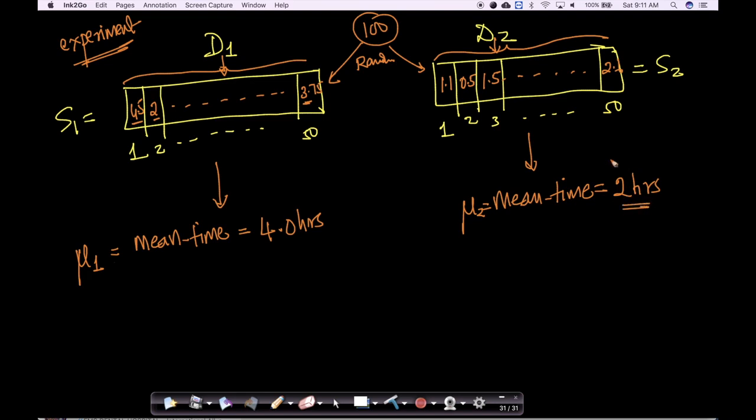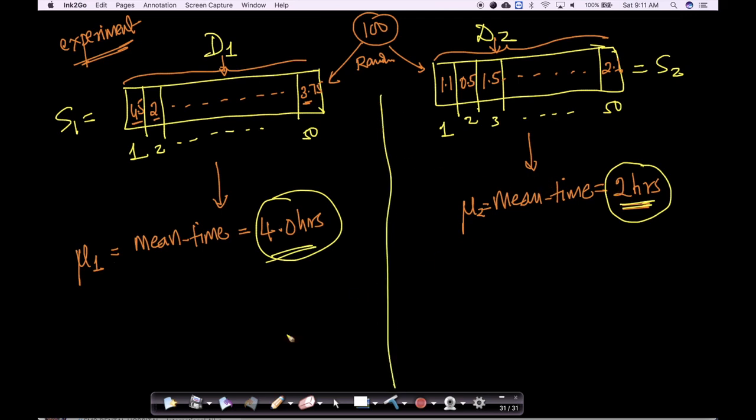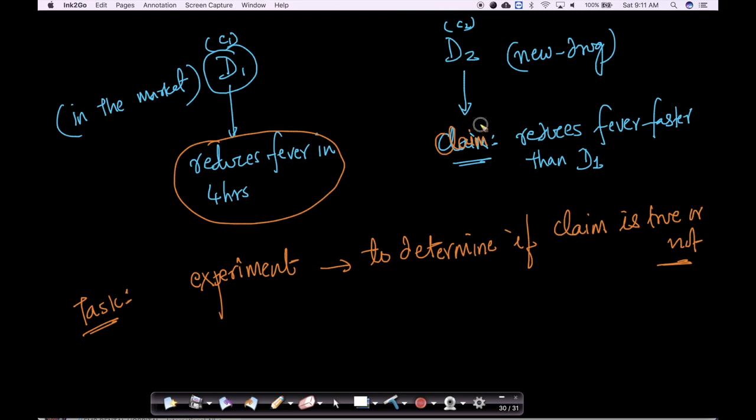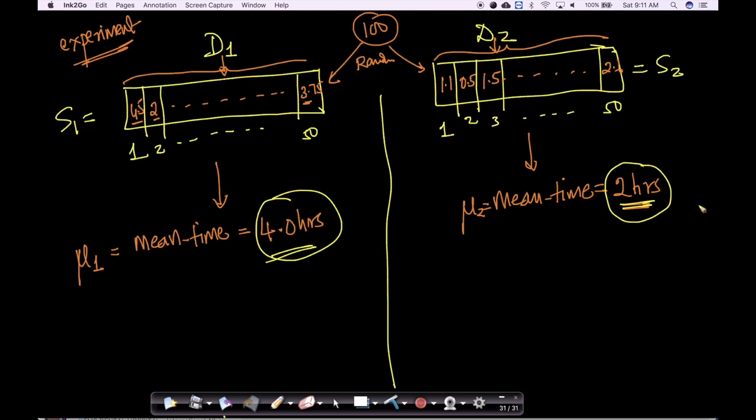So this is important here. Here I got 2 hours, here I got 4 hours. By just looking at the mean value, it seems that drug 2 is doing well, as they claim. What is their claim? Their claim is that drug 2 reduces fever faster than drug 1. By just looking at this, I can very confidently say that yes, drug 2 seems to perform well.